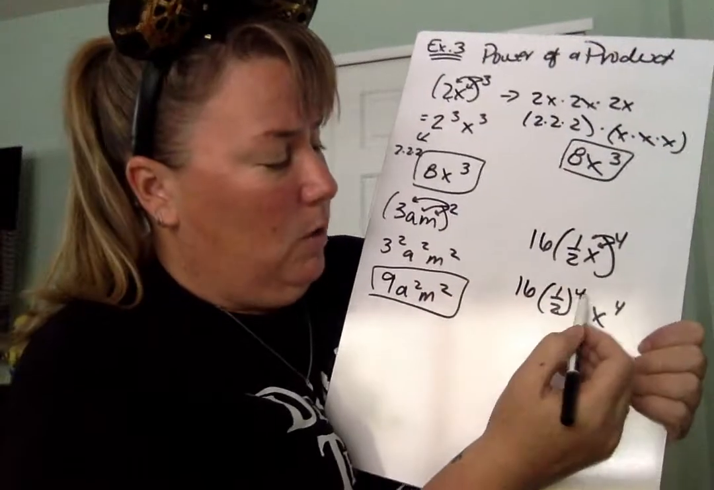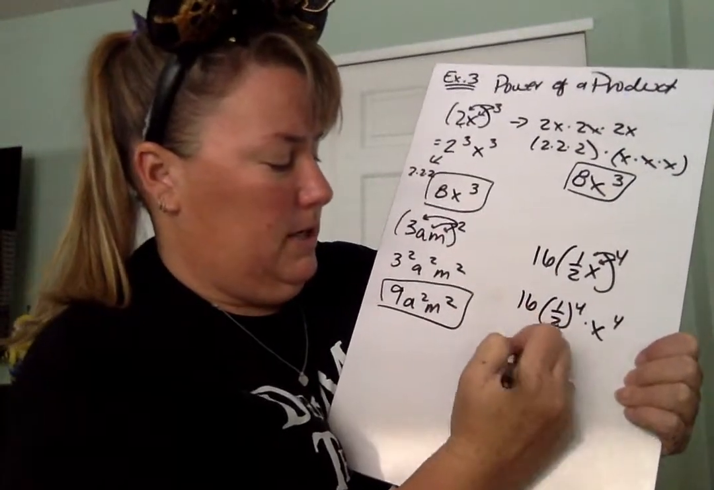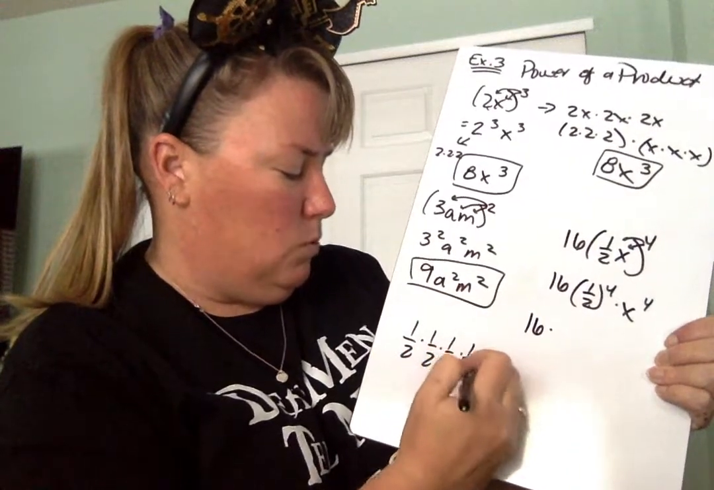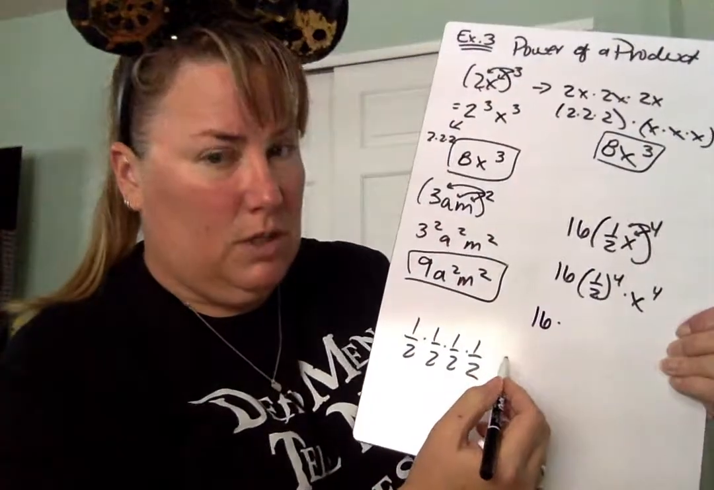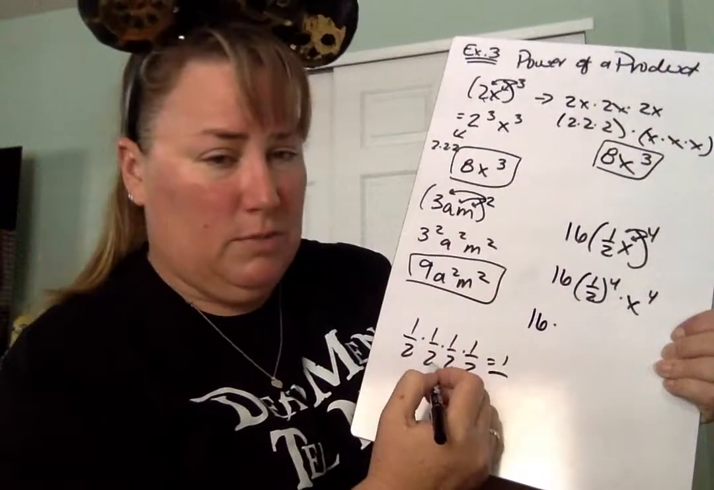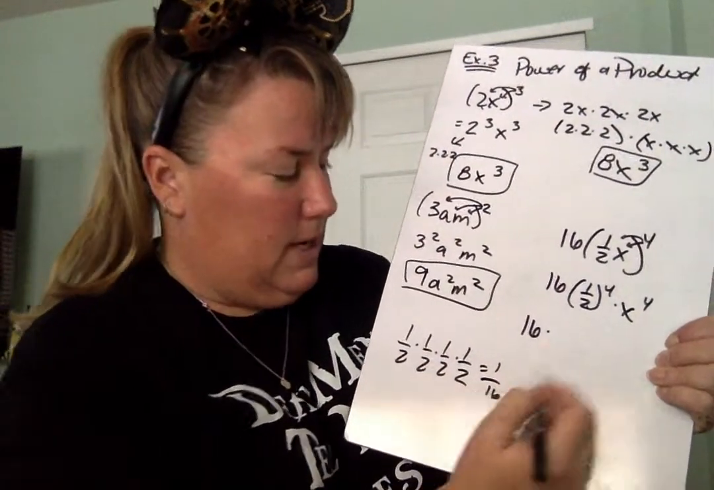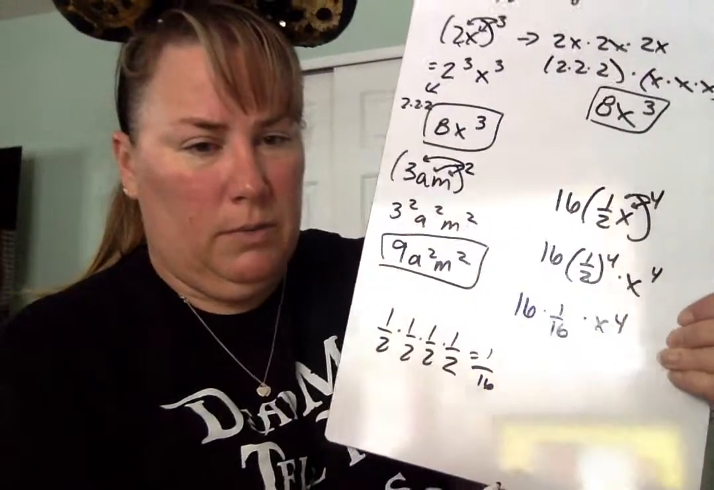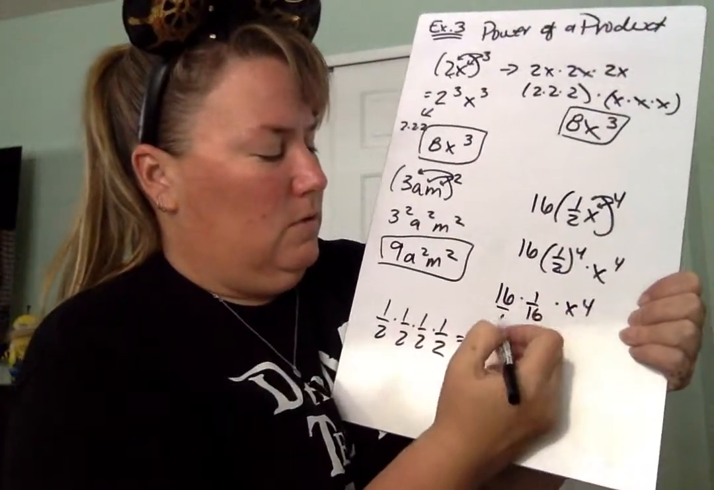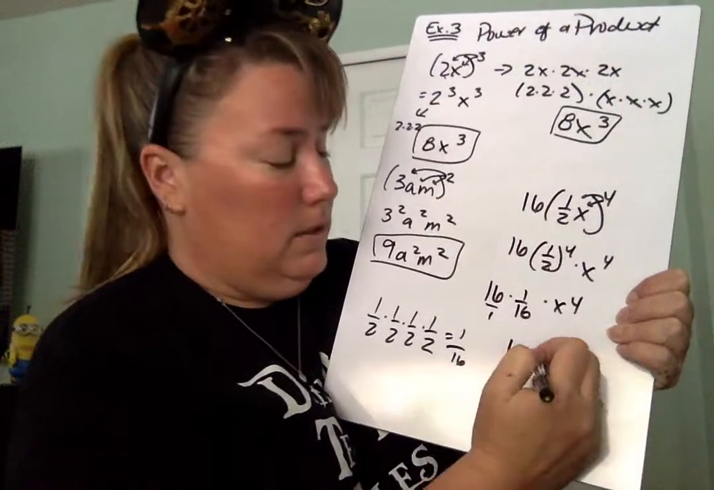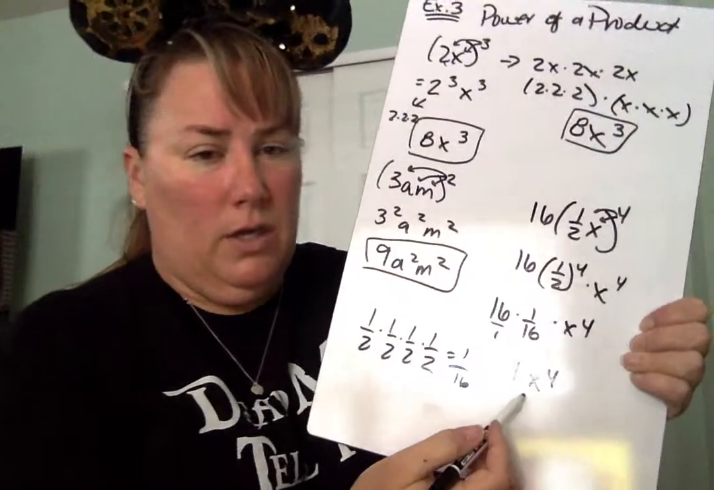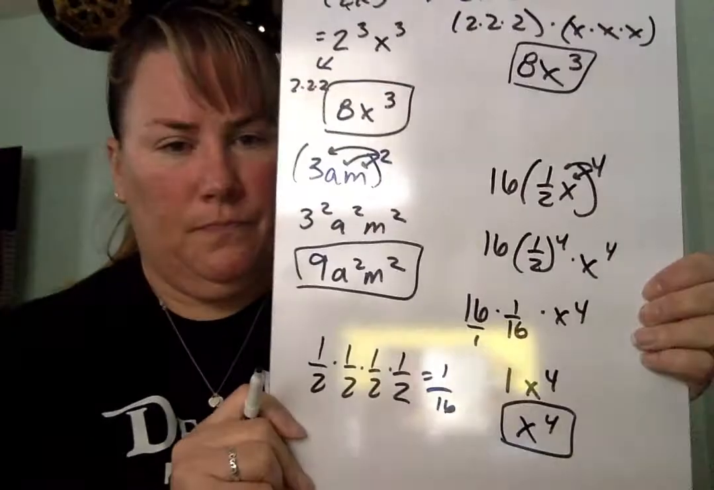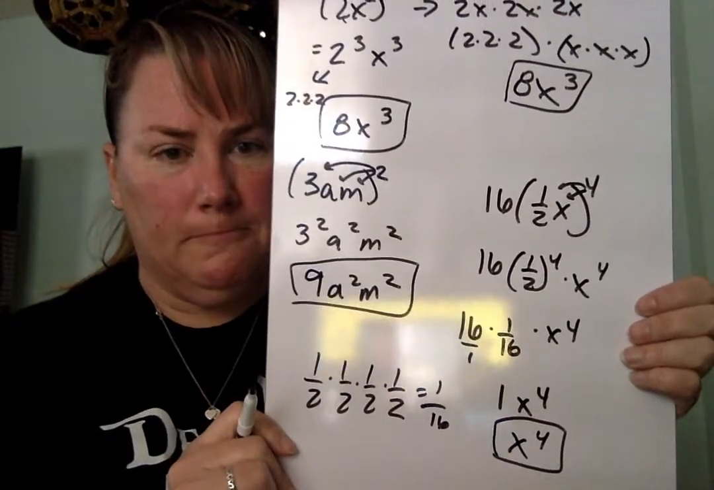I got to hurry up. 1/2 to the 4th. That 16 times, I'm going to do this down here: 1/2 times 1/2 times 1/2 times 1/2. 1 times 1 times 1 times 1, 1. Over 2 times 2, 4. Another group of 4, 16. Times 1/16 times x to the 4th. Here we go. 16 over 1 times 1/16, that is 1, x to the 4th. Do you need this one? No, you don't. And you end up with x to the 4th. That was a big problem.